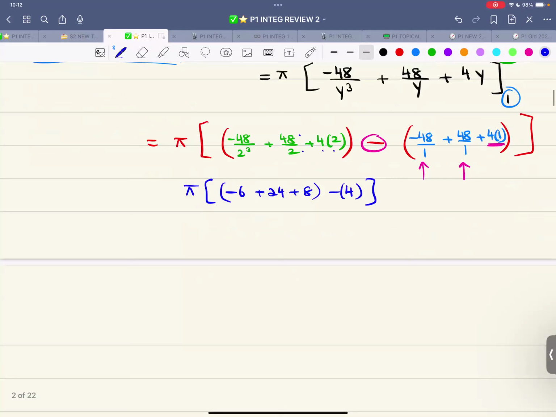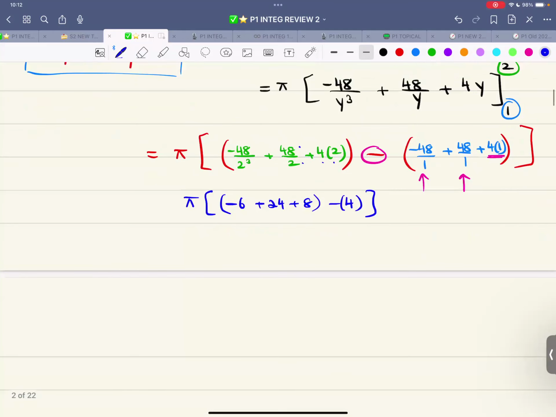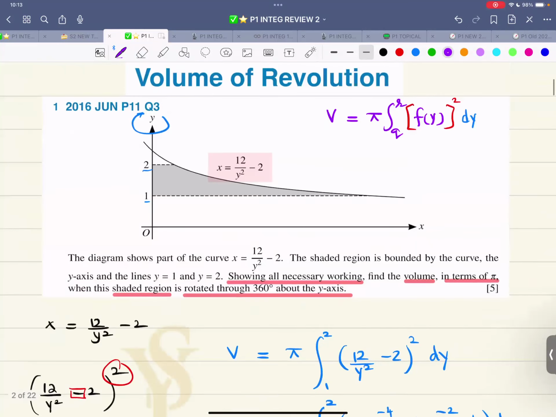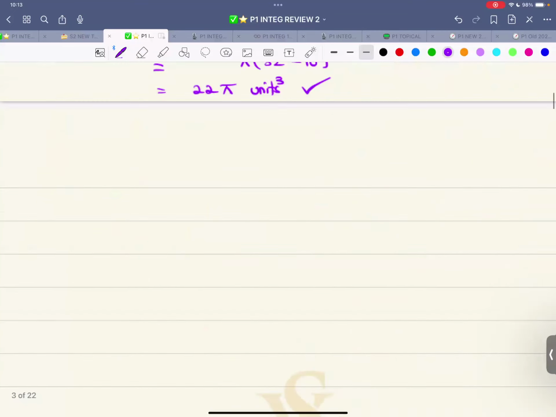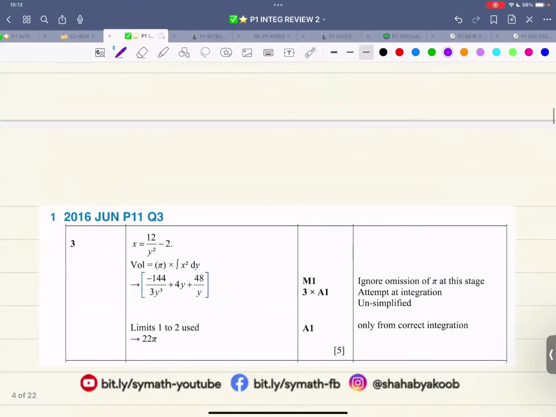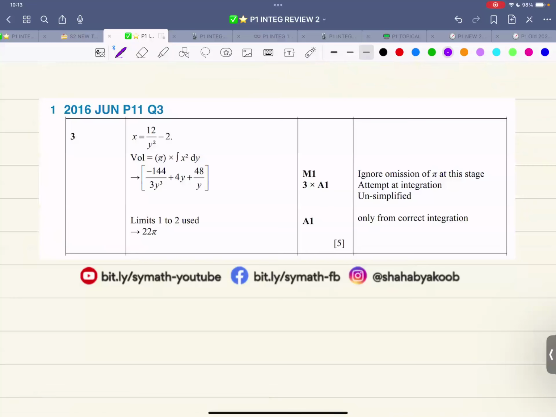Now let's simplify it further. So how many positives do we see? We see a 24, we see an 8, that is 32. Minus 4 minus 6 is negative 10. 32 minus 10 is 22. So the answer is 22 pi units cube. So if all thing is set, this should be the answer. So that is the answer for this part. This is some extra page and that is the answer, which is 22 pi.